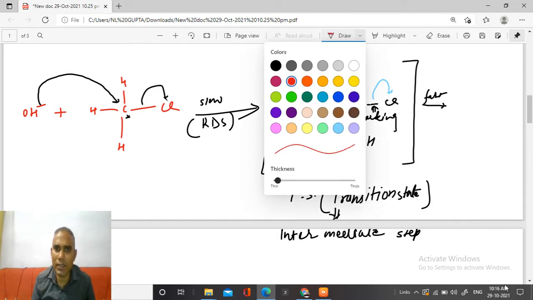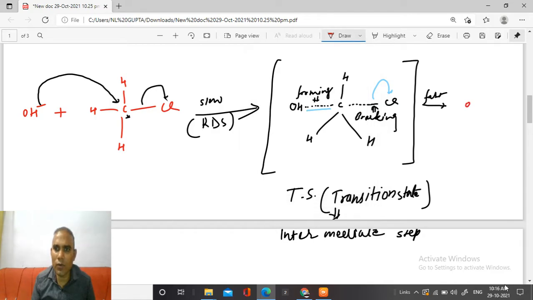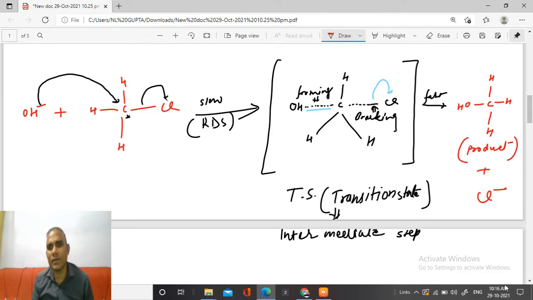Let us try to understand the compound. Here OH is formed, here is C, this side H, this side H, and this side H. So this is the new bond, this is the product, and what is left out is Cl minus. So this is how the product is formed. All these steps are known as reaction mechanism, friends.